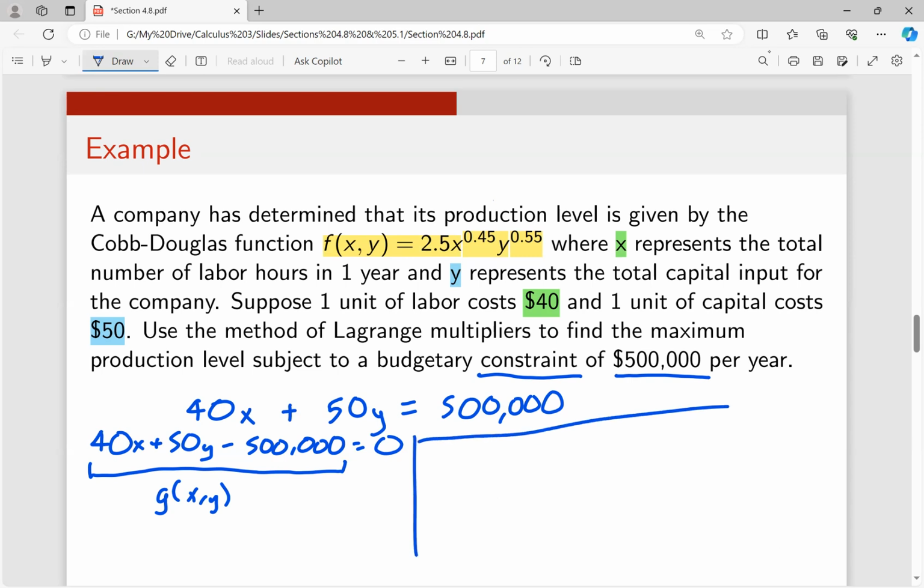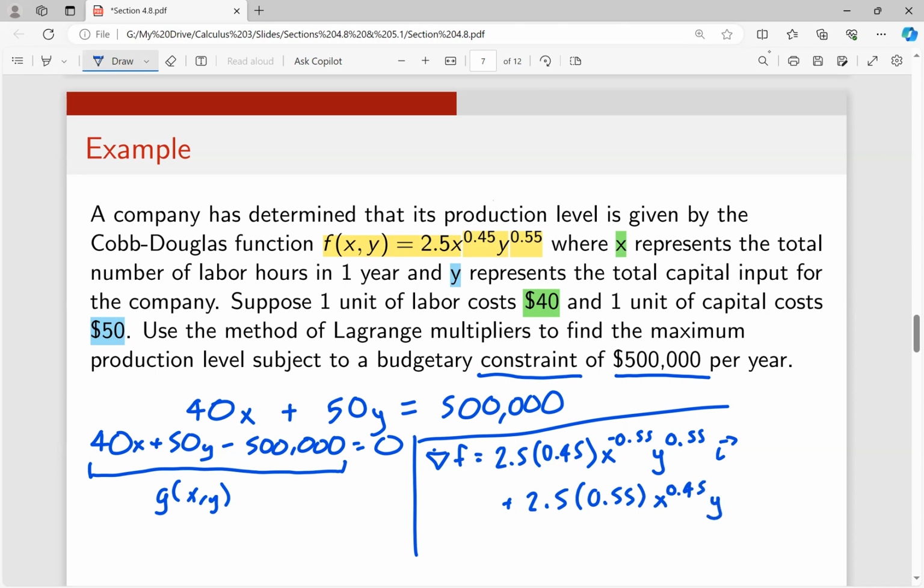Now the other equation I have is that the gradient of f is equal to 2.5 times 0.45 times x to the 1 minus 0.45, which would be negative 0.55, times y to the 0.55 i, plus 2.5. Now I take the derivative with respect to y. With respect to y, I'm multiplying by the power rule, so 0.55 times x stays the same because I'm treating it like a constant, and then y becomes 1 minus 0.55, which is negative 0.45, j. And the gradient of g is equal to 40i plus 50j.